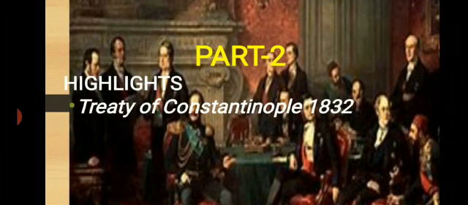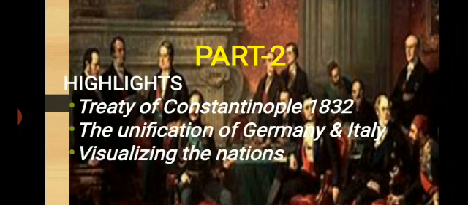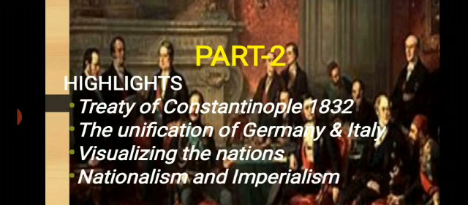In this chapter, we will complete the following points: Treaty of Constantinople 1832, the unification of Germany and Italy, visualizing the nations, nationalism and imperialism.